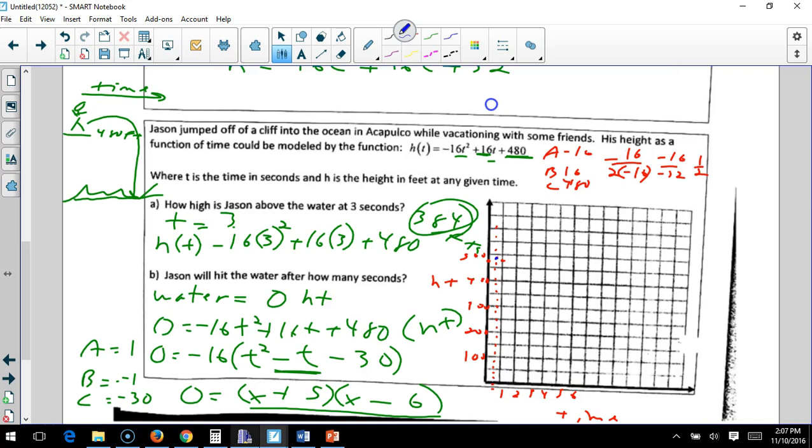And at 6 seconds, he's going to be at 0. And we could look at the graph for some other ones, but this is about what it's going to look like. Right there, using the calculator. And that's his graph of his cliff diving.